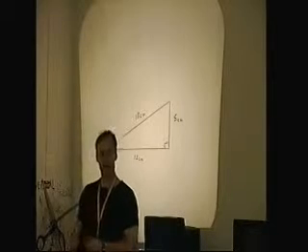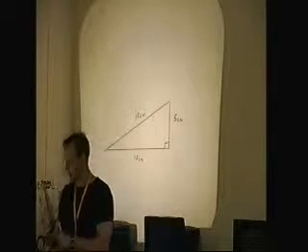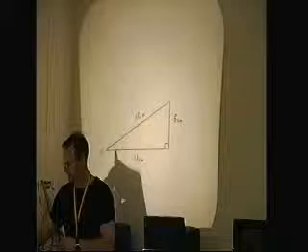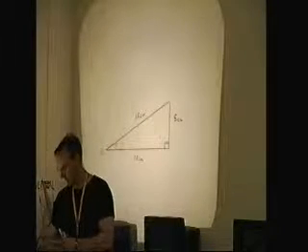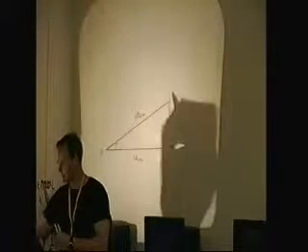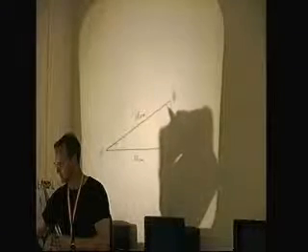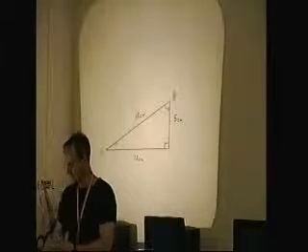You need to identify A, B, and C. I'm going to use angle A as my smallest angle. Angle B will be my next bigger angle. And angle C is always your right angle across from the hypotenuse.